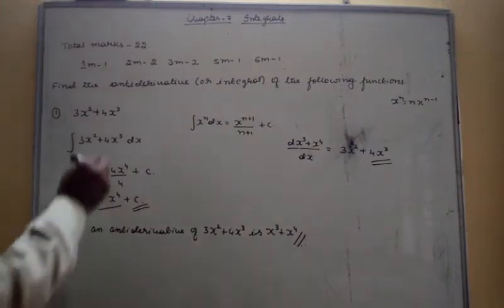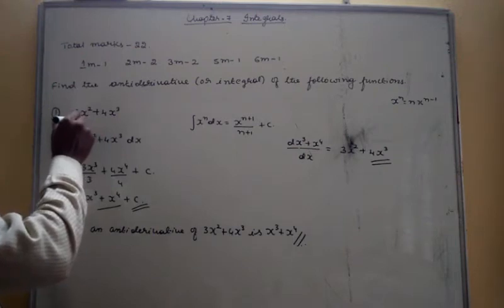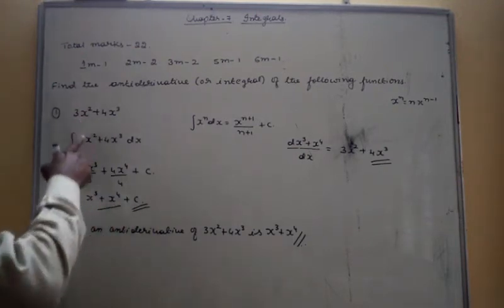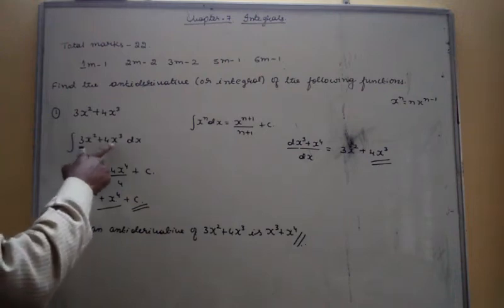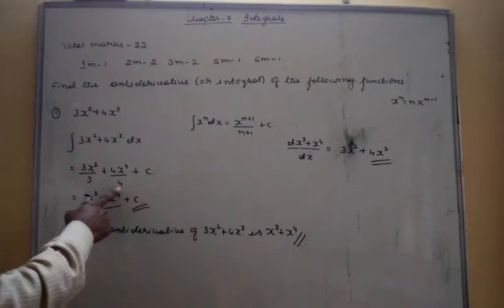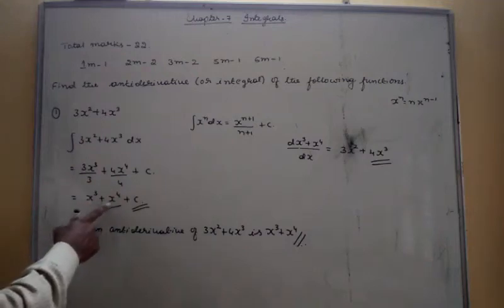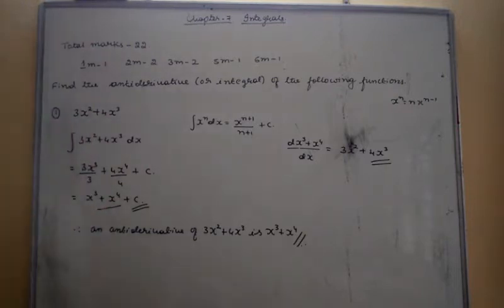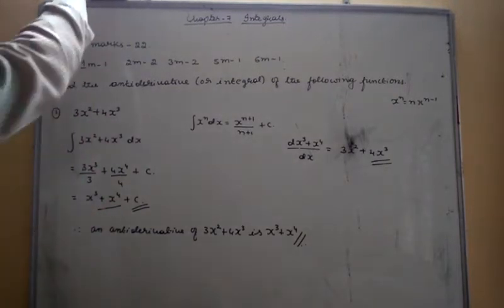In this method, we can directly integrate. The integration of 3x square plus 4x cube is 3x cube by 3 plus 4x to the power of 4 by 4, which is x cube plus x to the power of 4. This is the antiderivative of 3x square plus 4x cube. Take down the next problem.